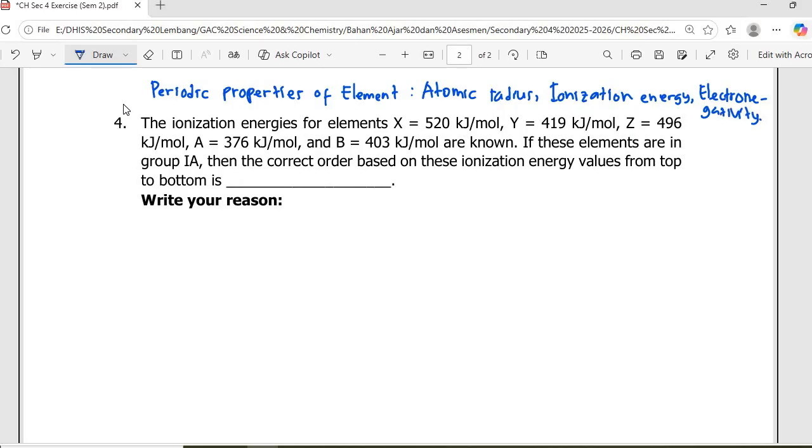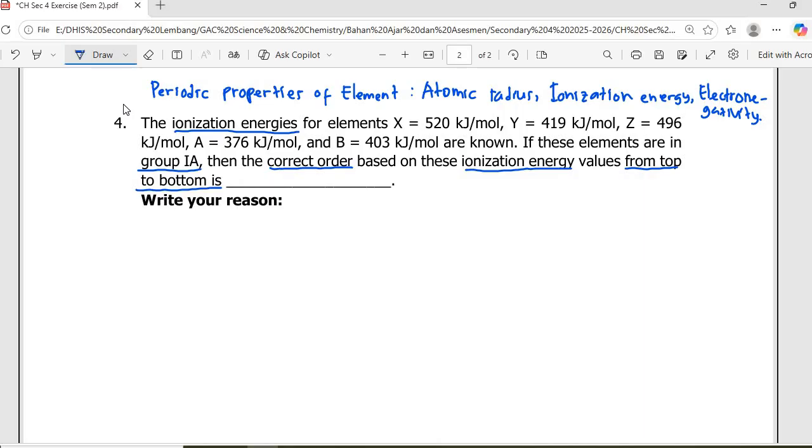So let's go to the fourth question. Number 4 is about ionization energies. For elements X, Y, Z, A, and B, the values are known. If these elements are in group A, then what is the correct order based on these ionization energy values, from top to bottom?